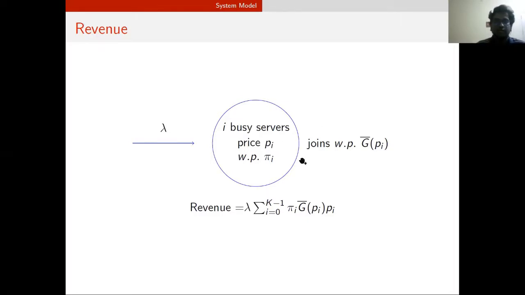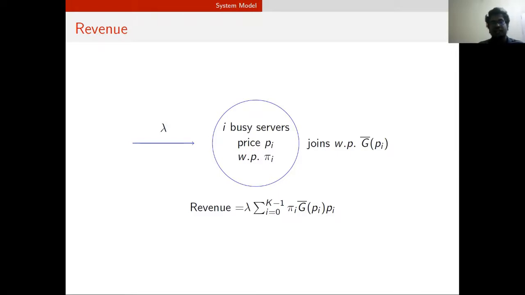Therefore, the revenue that can be extracted in state i is pi i times the probability that the arrival joins the queue, which is G bar of p_i, times the price itself. And when you add this up over all the states, you get the total revenue of the system. So this is the revenue that we seek to maximize. Now, this is a complex function for many reasons. One primary reason is that the pi i's are rather complicated expressions of p, and this is a multivariate function that we have to optimize. So getting intuition about this is not very easy, nor does it follow easily analytically.